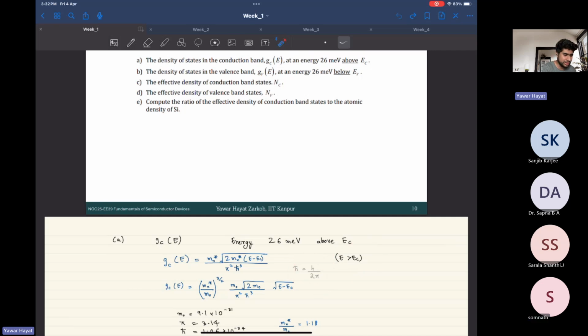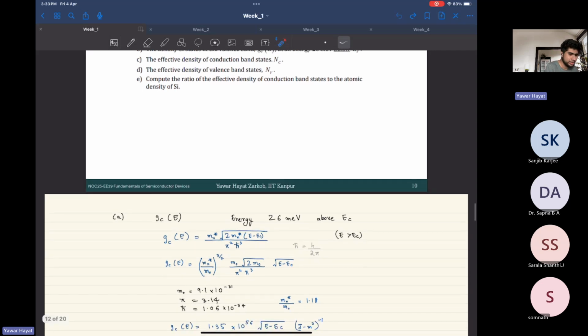I can write this, right? What I did is I divided by m naught raised to the power 3 by 2 and multiplied by m naught raised to the power 3 by 2. This is m naught and square root of m naught, which is m naught raised to the power 3 by 2. Is this fine? Yes, sir. You can just adjust the root over part. Yeah, that's what I'm saying. I'm writing this m naught raised to the power 3 by 2 in the numerator as m naught square root of m naught, which is nothing but m naught raised to the power 3 by 2. Fine. So this is fine.